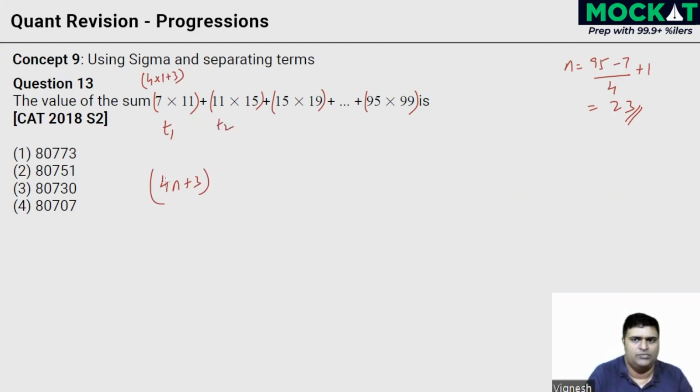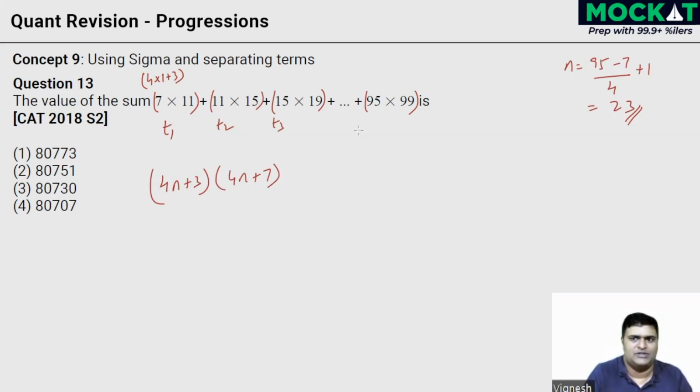What about T2? 4 into 2, 8, plus 3 is giving me 11. 4 into 3, 12, plus 3 is giving me 15. This number pattern continues. Why did I start with a 4 over here? Because 4 is my common difference, the common difference into the number of terms plus my first term or whatever. If 4n plus 3 is 7, the next term is just 4 more than the previous. 4 more than the previous is just 4n plus 7.